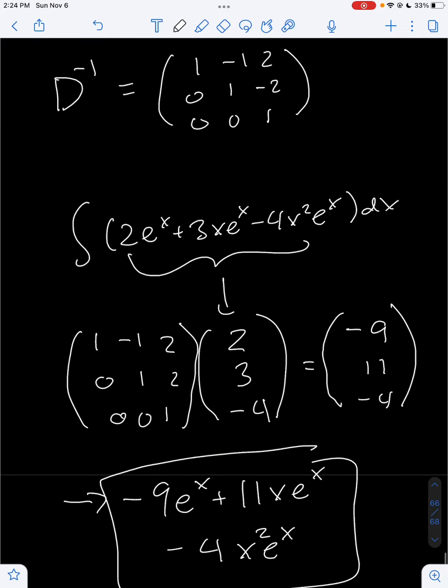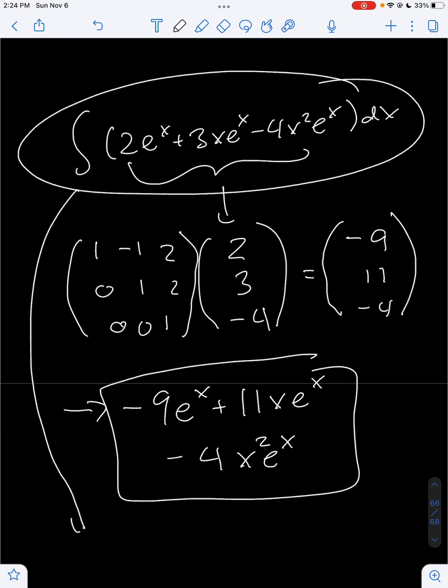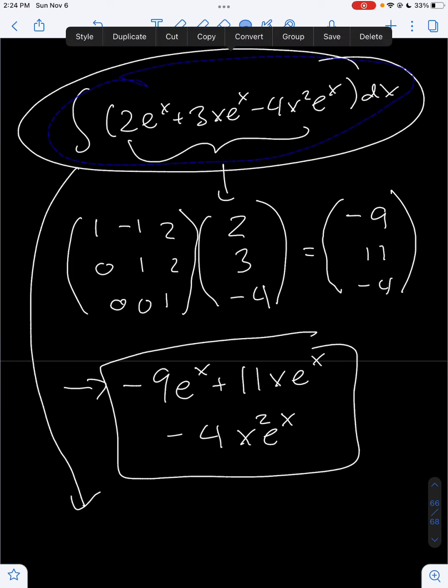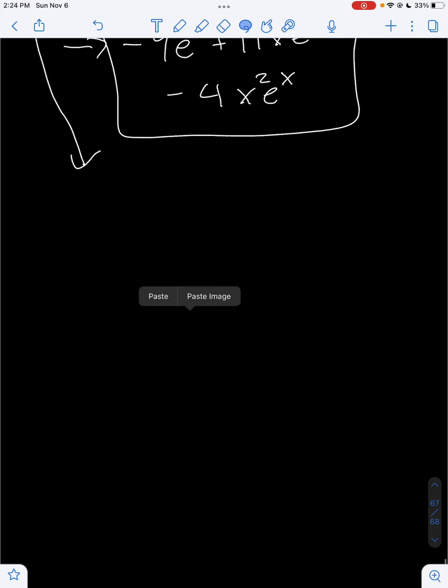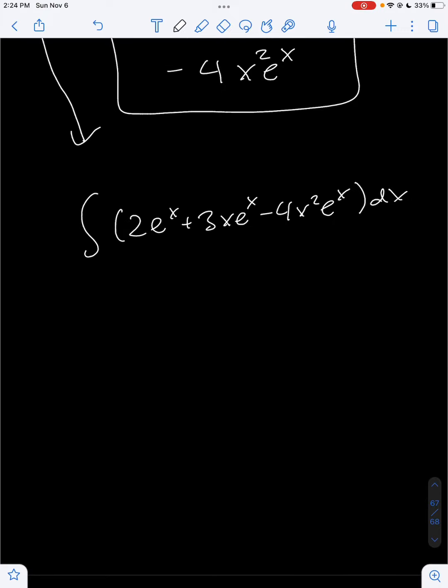Now the alternate form to solve this integral would be to use integration by parts, right? So let me show you guys the other way of doing this. The other way is we just take the integral of each term, right? So the integral of 2e to the x, that one's pretty easy. It's just 2e to the x, right?